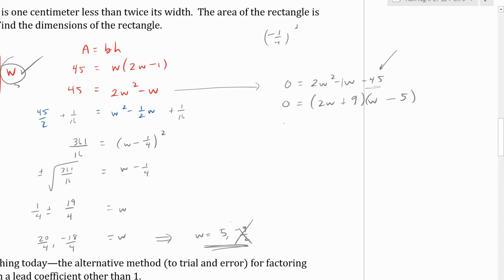Okay, so remember, this is saying that 2W plus 9 is 0. So W is either negative 9 halves, or if W minus 5 is 0, then W is 5. Therefore, W is either negative 9 halves or 5, and we already threw this away, and so we get the same answer. All right, so factoring is easier, it's quicker if you know how to do it.